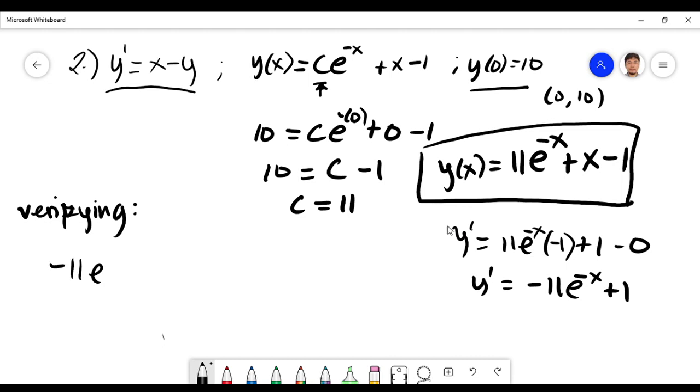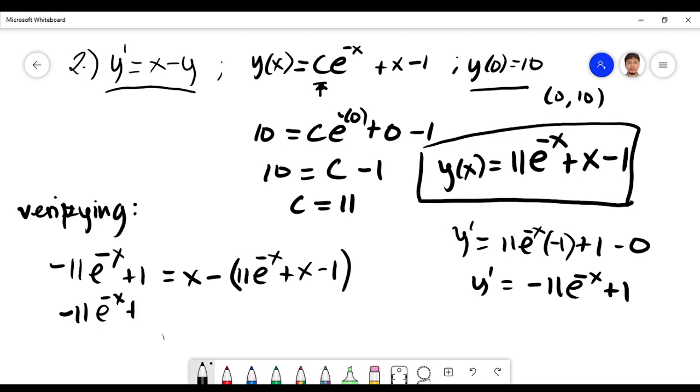Negative 11 e raised to negative x plus 1 equals x minus the value of y, which is 11 e raised to negative x plus x minus 1. So, simplifying the equation, we have negative 11 e raised to negative x. x minus x is 0. Then, negative times negative 1 is positive 1. Hence, the left-hand side and right-hand side of the equation are equal. So, this particular solution is a solution of our differential equation that passes through point (0, 10).